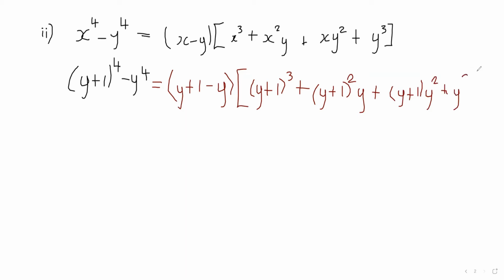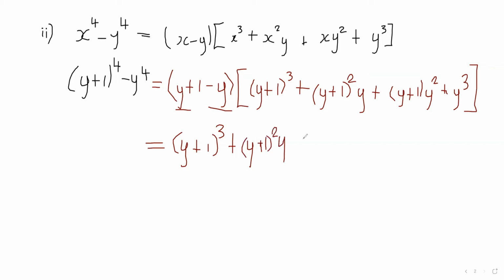Nice. Now that we get this, we realize that y plus 1 minus y, this minus y and the plus y are gone. So it just works out to be the answer we want. It works out to be y plus 1 all cube plus y plus 1 all square times y plus y squared, y plus 1 times y squared plus y cube. So we end up getting the answer we want.